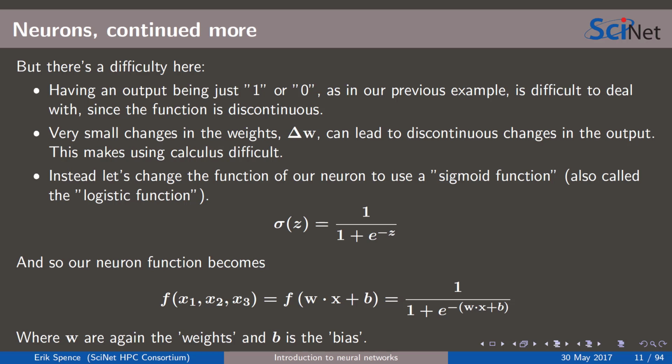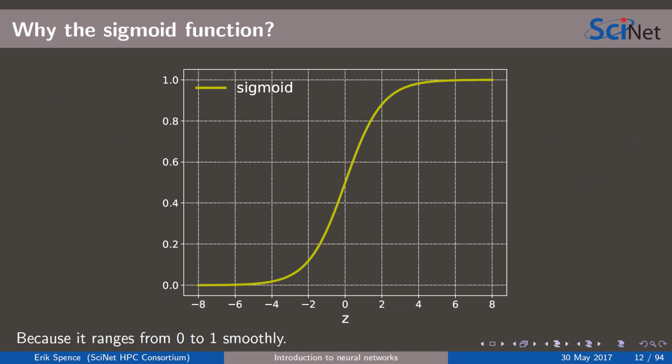Why do we use the sigmoid function? Because it looks like this. You've seen it before if you've done any sort of logistic regression. Lots of classification algorithms are based on this. It transitions nicely from 0 to 1 continuously, and I can do calculus on this. Obviously, this is much easier to work with. So let's not use our original function. Let's use the sigmoid function instead.